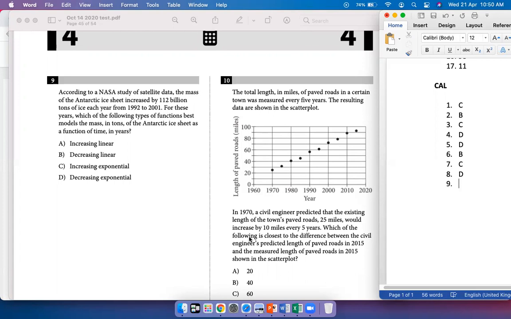If it increases by the same ratio, for example, if it increases by 2% every year or something like that, then that's exponential, right? So here the amount of increase is fixed. So this is increasing linear, option A.